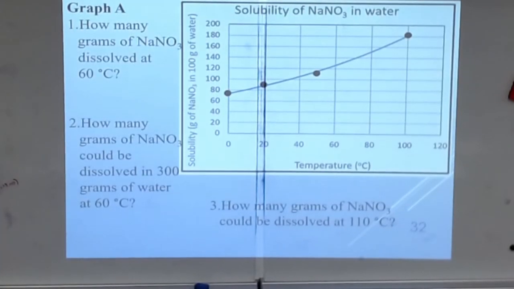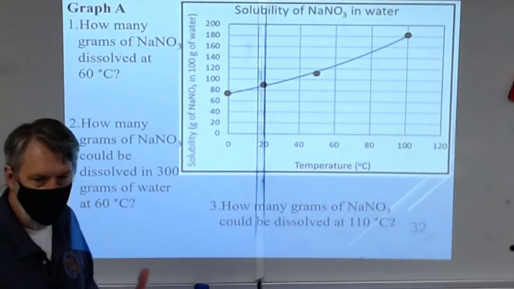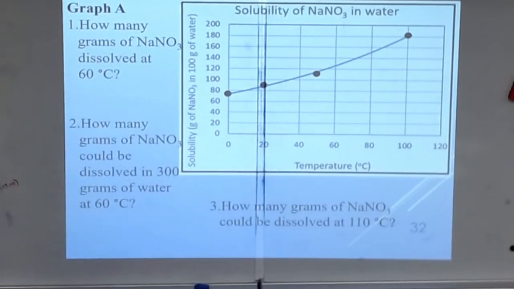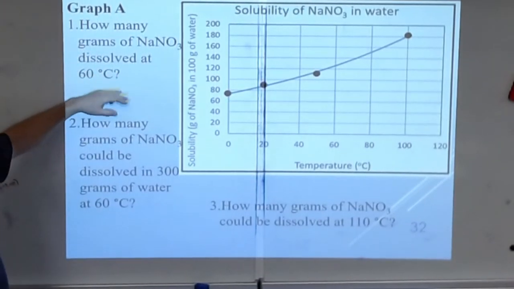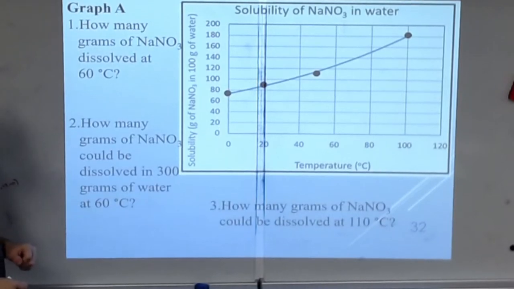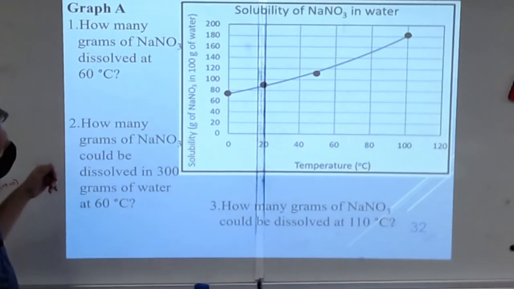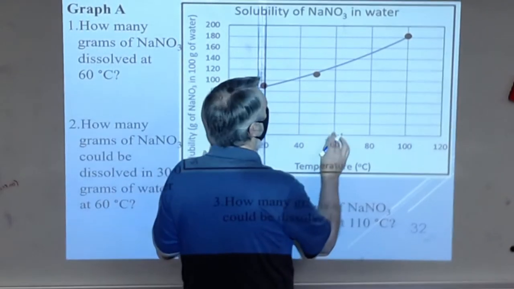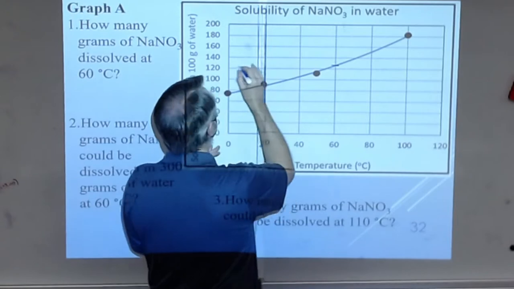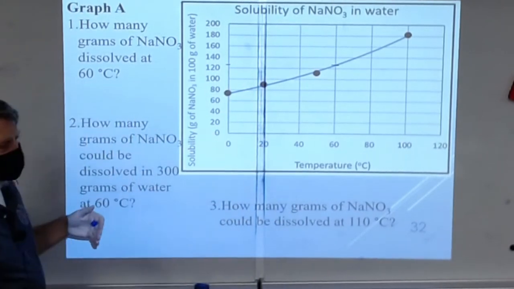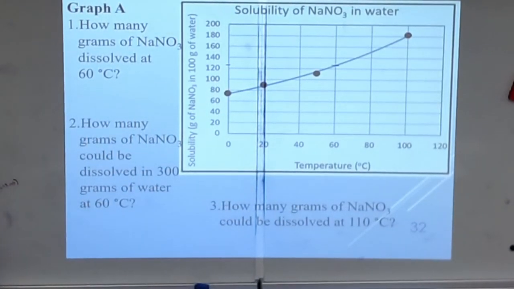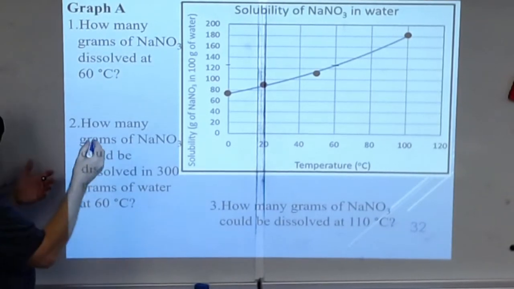Okay, now those charts are nice. They get kind of busy, so we can better visualize data by plotting it on a graph. And this next section here is a graph reading skill. How many grams of sodium nitrate are dissolved at 60 degrees? So this is a simple chart. It's just sodium nitrate, so I'm going to go to 60 degrees. I'm going to go up here. I'm going to come over here. So that looks pretty close to like what? I'd say about like 125.